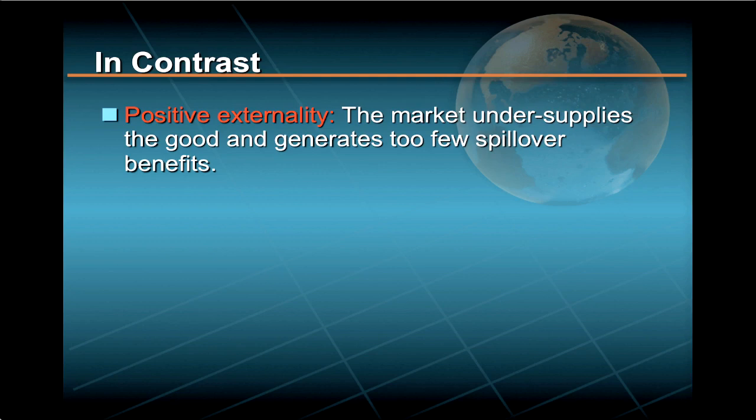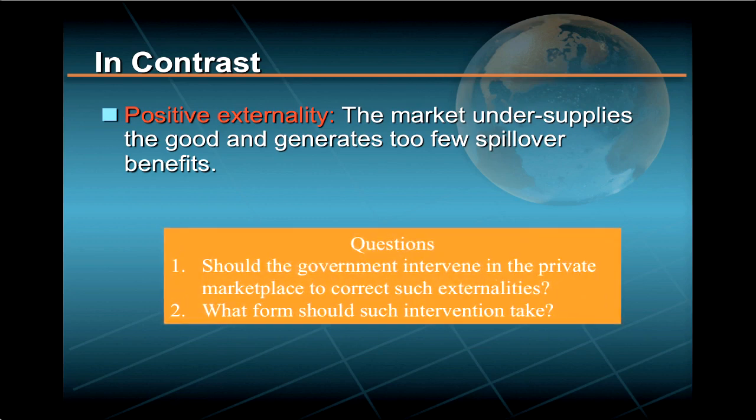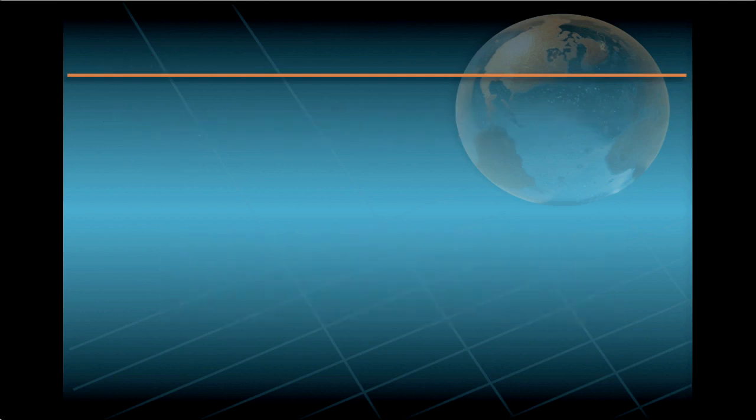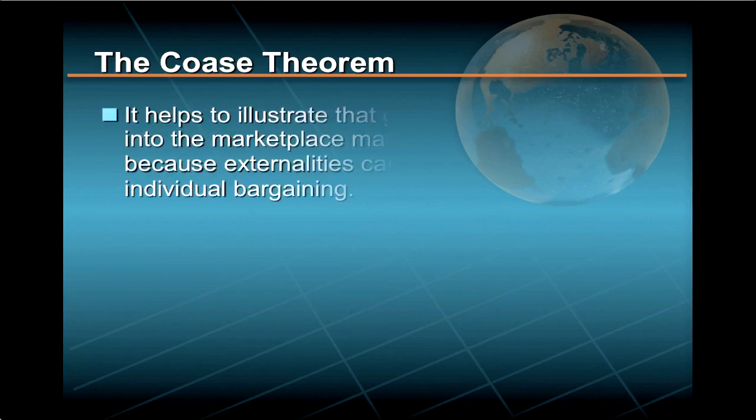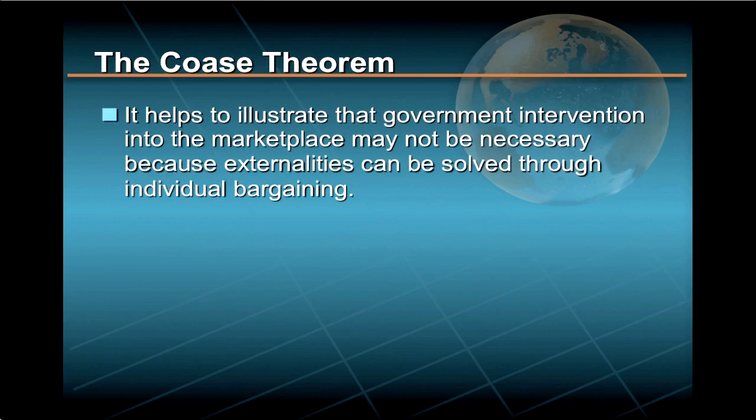Our next question, logically, then, is a public policy one. Should the government intervene in the private marketplace to somehow correct such externalities? And if so, what form should such intervention take? To answer this question, let's start with something called the Coase Theorem. It helps to illustrate that, at least in some situations, government intervention into the marketplace may not be necessary because externalities can be solved through individual bargaining.